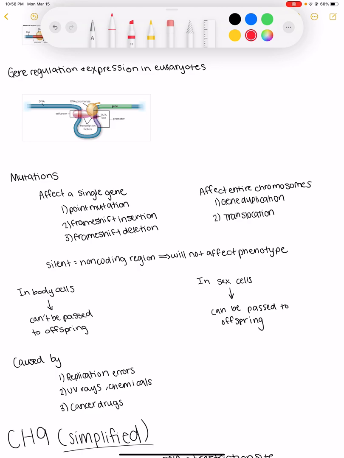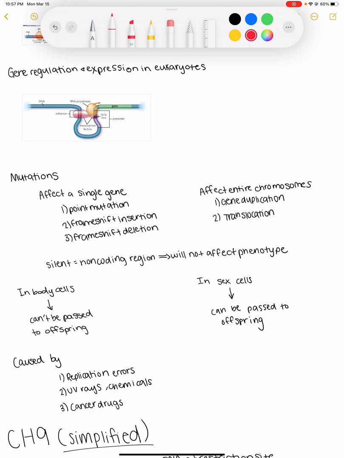We also talked about frame shift mutations. You can have a frame shift insertion where a nucleotide is added, or a frame shift deletion where a nucleotide is removed. The name should really help you distinguish this: a frame shift mutation is shifting the reading frame. If we're adding or taking away a nucleotide, that could completely change what the codon would be read as. That will change the resulting protein and cause a pretty big change, if it's in a coding region.